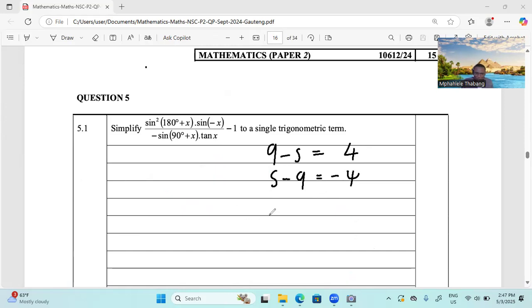Now look, if we know that 1 minus sine squared x is cos squared x, this means that if I take sine squared x and subtract 1, I'm going to get negative cos squared x. So this is what actually helped me. I know that if a minus b is c, then b minus a is minus c. So I knew here I might have to continue: sine squared x minus 1 is negative cos squared x.